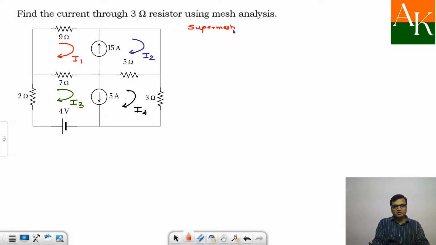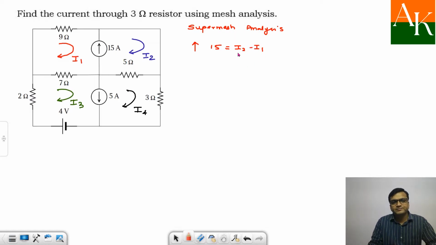And if you talk about 15 ampere current source, then 15 ampere is going up. So 15 ampere is nothing but I2 minus I1. Correct? So there are actually 4 unknowns.